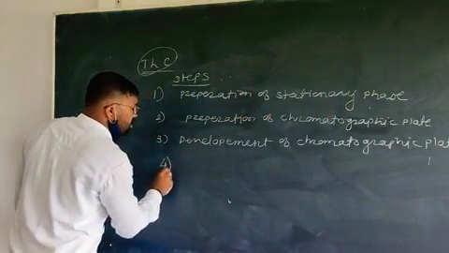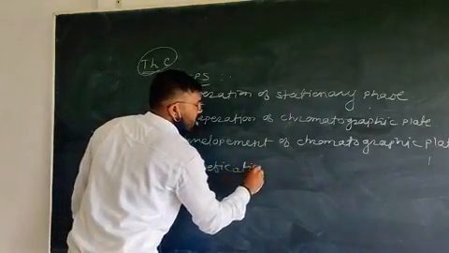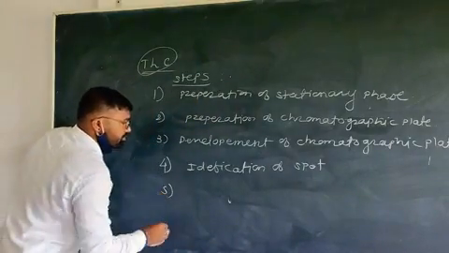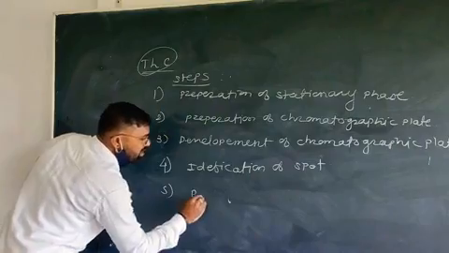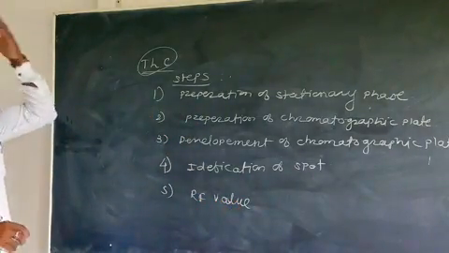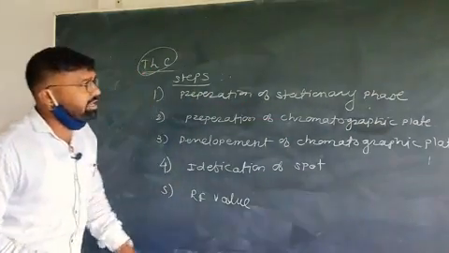Then identification of a spot, and last, you can say detection of a spot too, and last finding the Rf value, right. Now let us discuss the first step, that is preparation of the stationary phase, right.